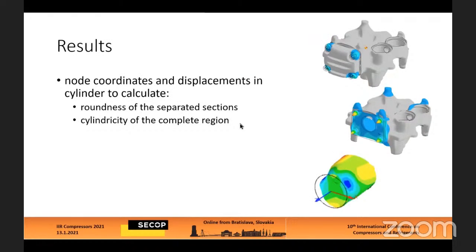The results we get from this numerical model are, as I mentioned, the node displacement and the node coordinates to calculate the cylindricity. We can calculate the roundness and cylindricity for each section, and the total cylindricity, after we remove from this data the rigid body motion of the part.